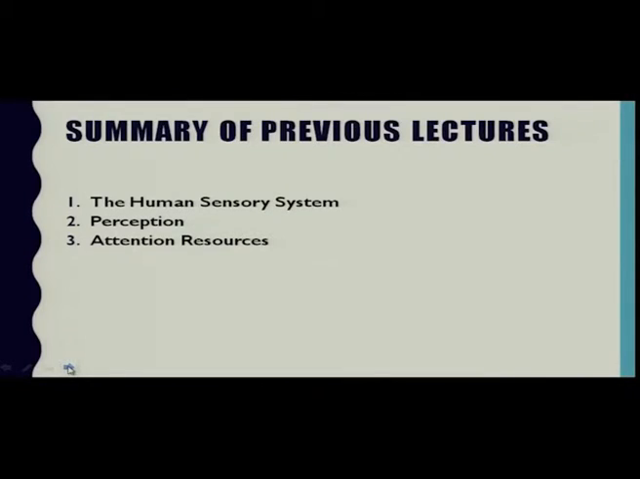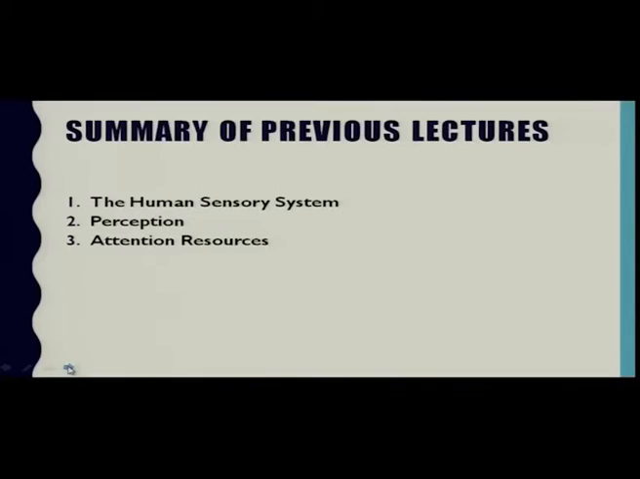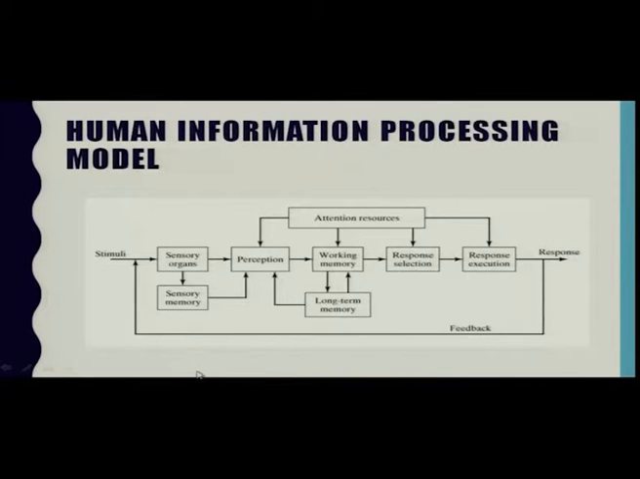So in information processing, especially for human beings, memory plays a very important role, and today we are going to discuss that topic. As a summary of the previous lecture, we covered the human sensory system, perception and attention resources. We are trying to understand the human information processing model, which is a building block of our whole cognitive system.